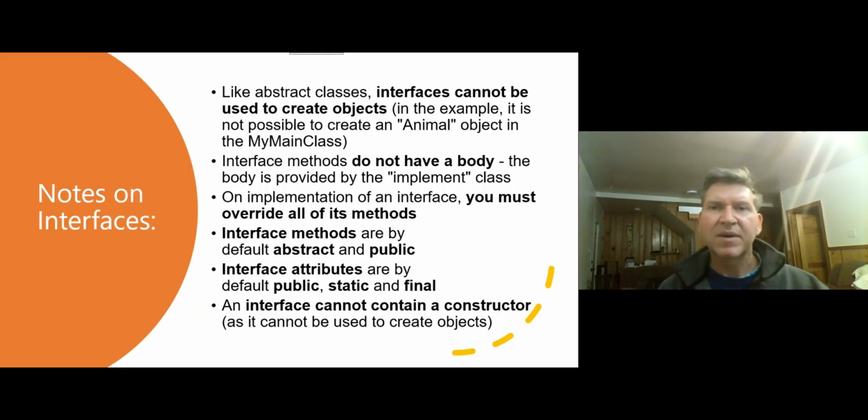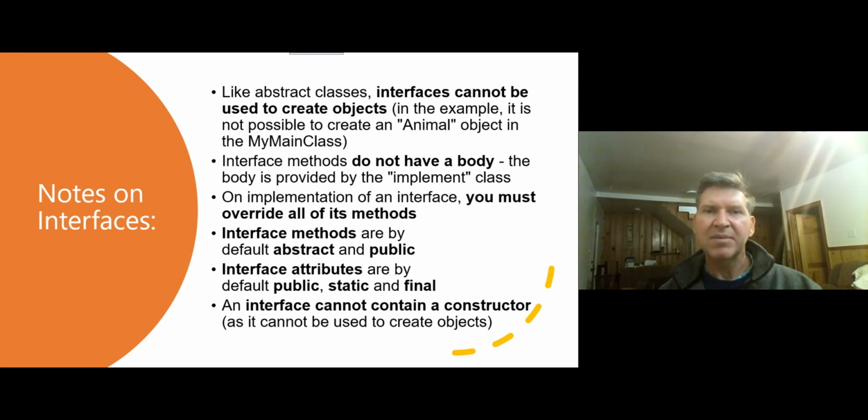So interface methods don't have a body. Remember, what we had there is we just defined the signature of the interface. So the body is provided in the implementing class. We had Animal as our interface, Pig as the implementing class. When we implement the interface, we have to override all its methods. What we mean by that is we need to specify every method that was in that interface. And remember, it had two, in Animal, and then in the Pig, we actually had to define each of those methods. So interface methods are by default abstract and public.